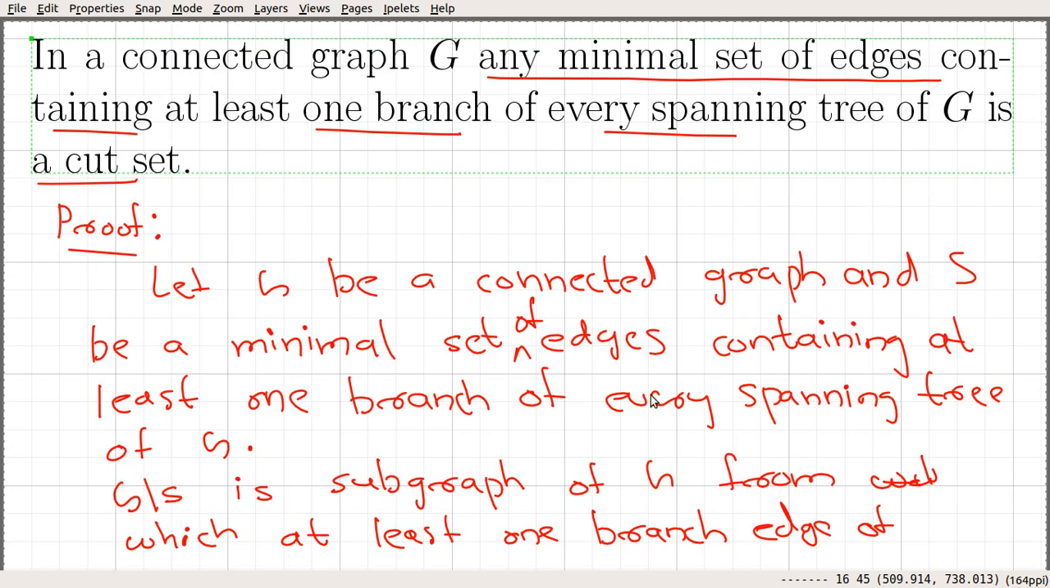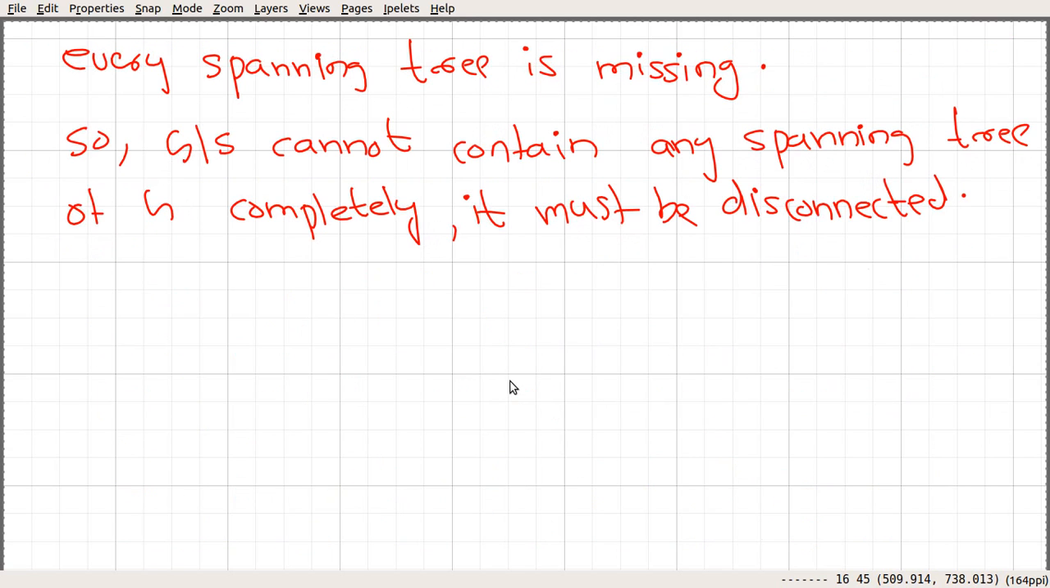Anyway, that's what we are aiming for. We want to prove that when we delete this S from this graph G, then the graph must get disconnected, and any proper subset of that won't disconnect the graph. If you are able to prove those two statements, then we can say that this is a cut set. Now we have proved that G minus S is a disconnected graph, and we have to prove that if you delete any proper subset, then the graph must remain connected. So that's what we are going to prove.